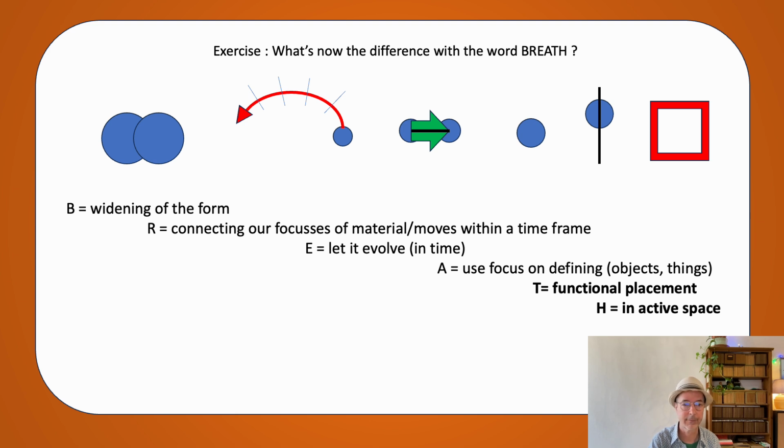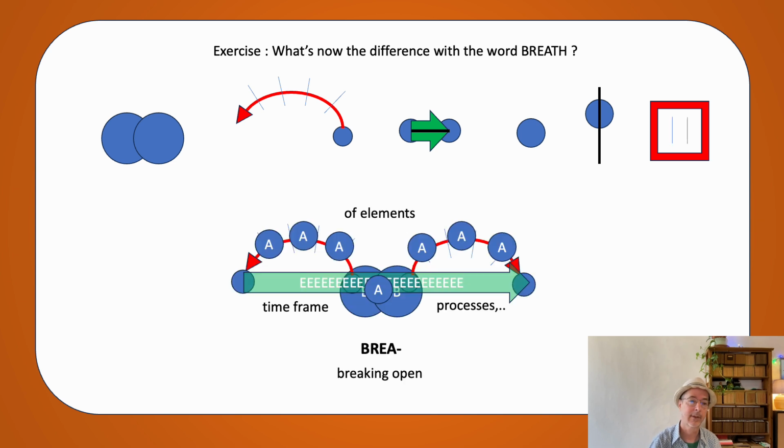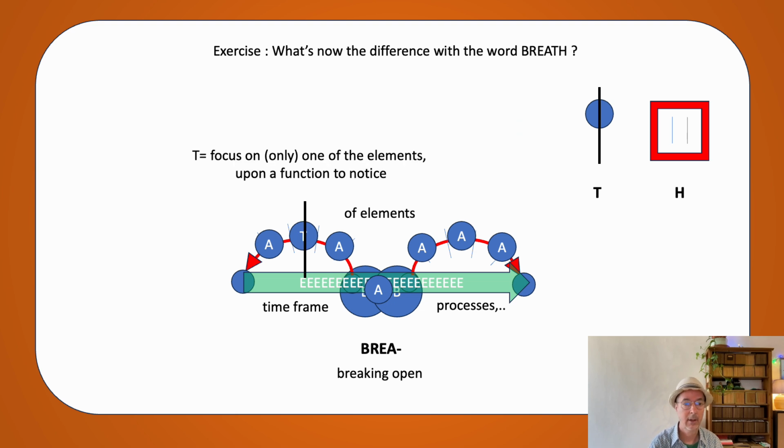Of course, the first couple of letters are the same, so we will just take what we have already. Here we have Bra. So we have this time frame of processes with elements that are breaking open. That's what we know already. But here the focus changes to the T. What does the T do? Check the theory out, it's written very clearly.